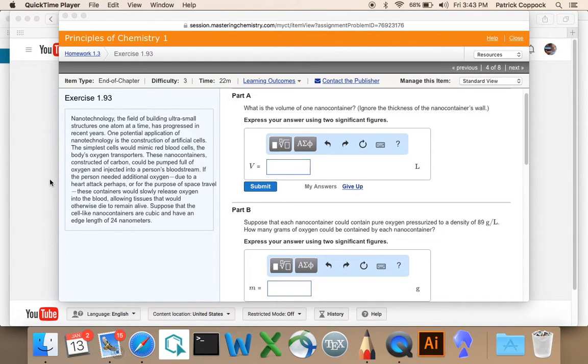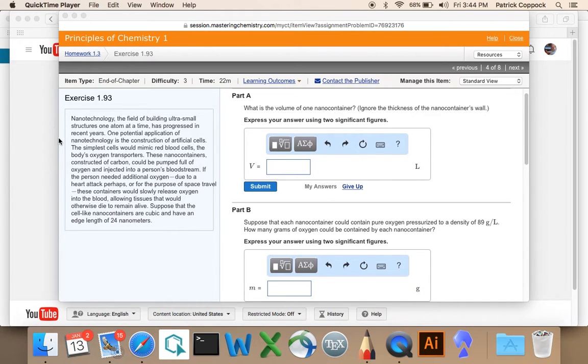Okay, so this problem comes from homework 1.3. It's exercise 1.93, and there's so much here. I didn't want to copy it over to my sketchbook, so I'm going to flip back and forth. While you're watching this video, you may need to pause it so you can see what I'm pointing at a couple times, because I'm going to flip back and forth.